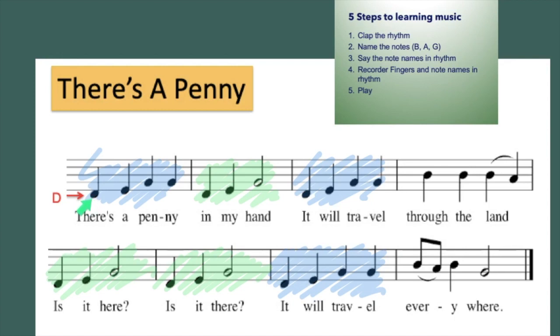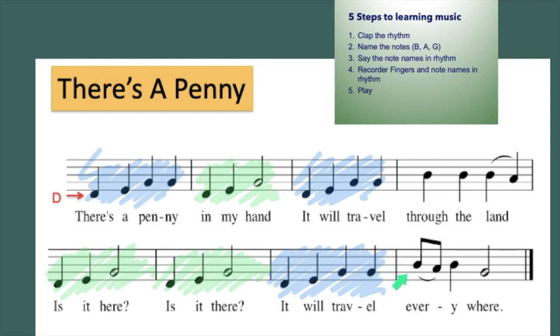Let's see. D, E, G, G, D, E, G. Say it with me. D, E, G, G. Ooh, now we have something different. Third line, that's B, B, B. Ooh, 3 in a row, all the same. And we step down, so what's a step before B? That's A. Say it with me. D, E, G, D, E, G, D, E, G, G.